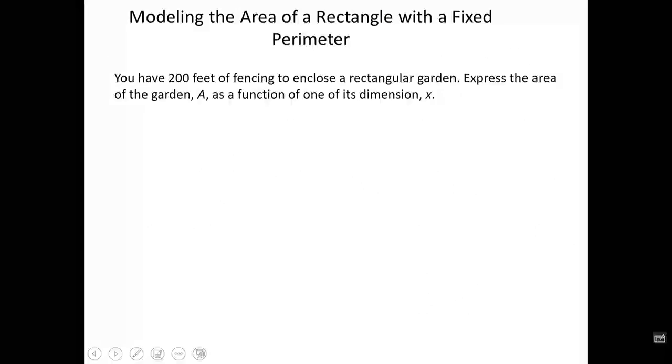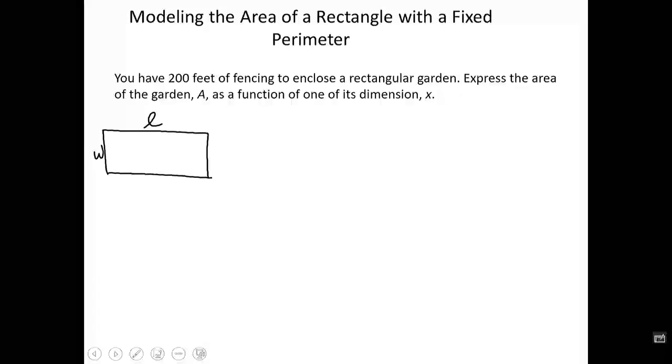In this example, we would like to model the area of a rectangle with a fixed perimeter. The problem reads, you have 200 feet of fencing to enclose a rectangular garden. Express the area of the garden A as a function of one of its dimensions x. So again, let's draw a diagram. It's a rectangular garden. Length times width.